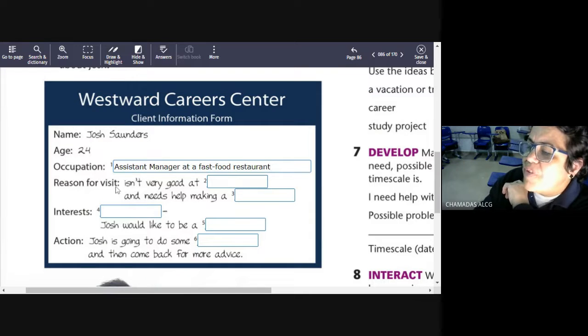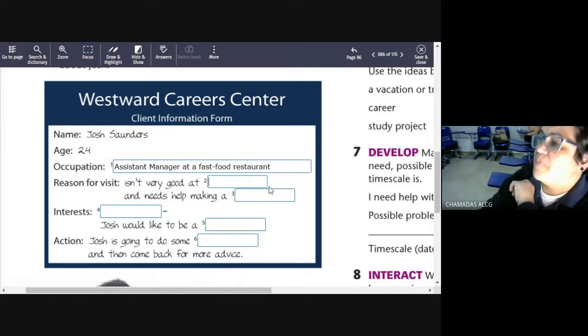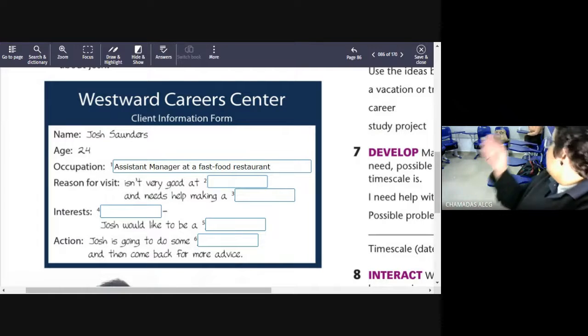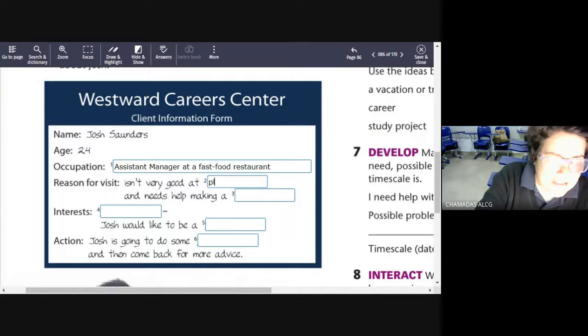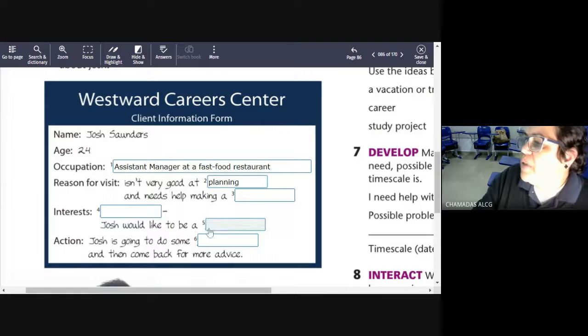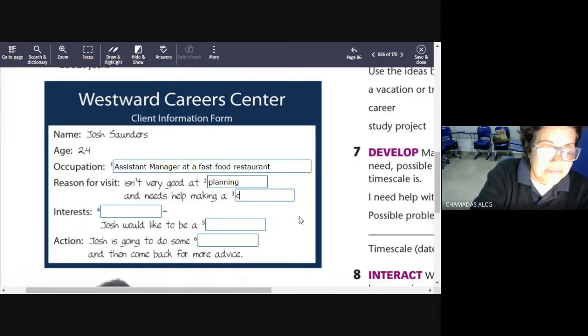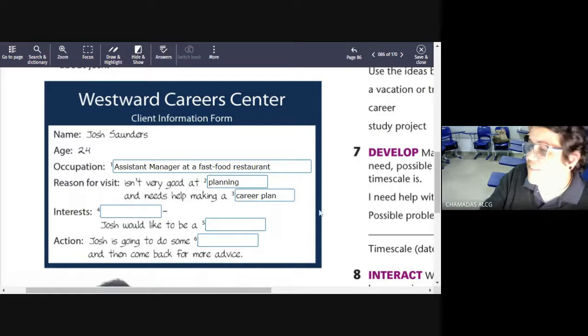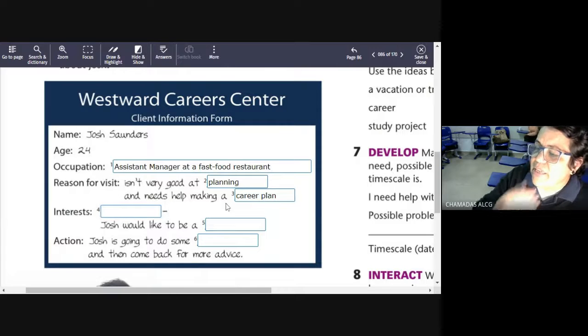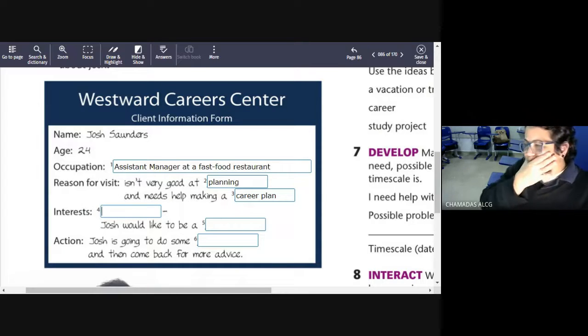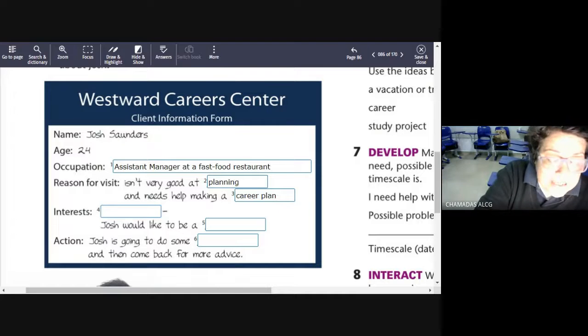Now, reason for visit. He isn't very good at planning. Yes, he doesn't really plan so well. So he isn't really good at planning, and he needs help making a career plan. Exactly that, right? So, what are his interests? Let's say he likes basketball. Yes, great.